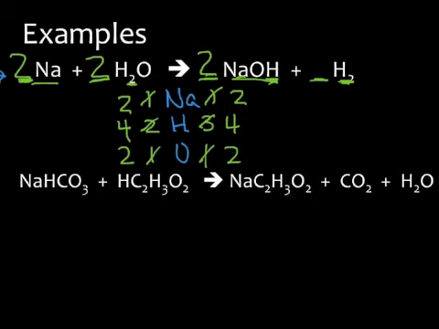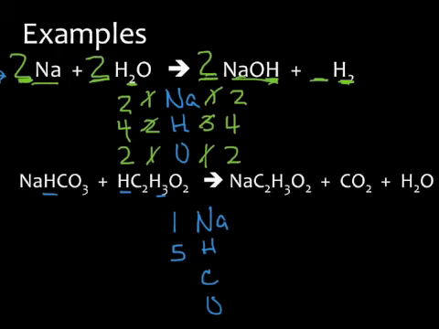Okay, let's look at another one. So if we look at this one, it looks kind of scary. It's got a lot of different stuff going on here, so let's make a list of everything we have. So I have sodium, I have hydrogen, I have carbon, I have oxygen. Okay, so those 4 elements cover everything we got going on here. So sodium, if I start on the left, I have 1. Hydrogen, I have 1 here, and 3 here, so a total of 5. I forgot to change my color here. I'll do that in a second.